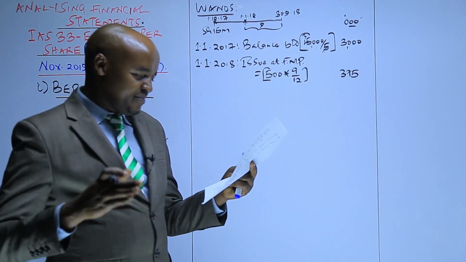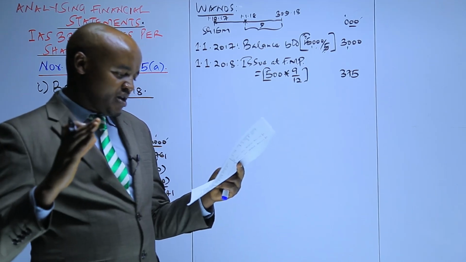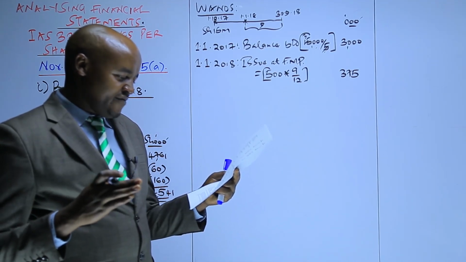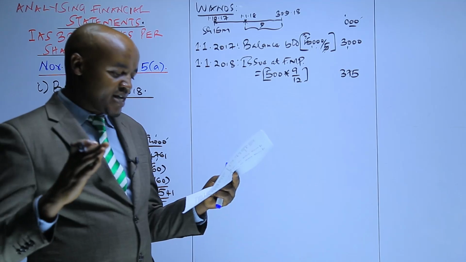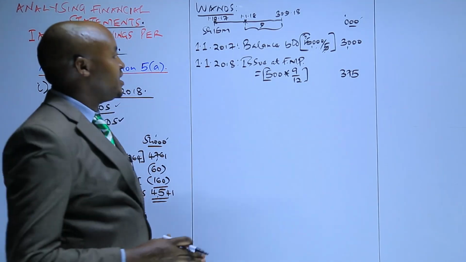Then from there we have the other transaction, note number 3. We are told Dakika Limited also made a rights issue of 2 new ordinary shares for every 10 ordinary shares as at 1st April 2019.